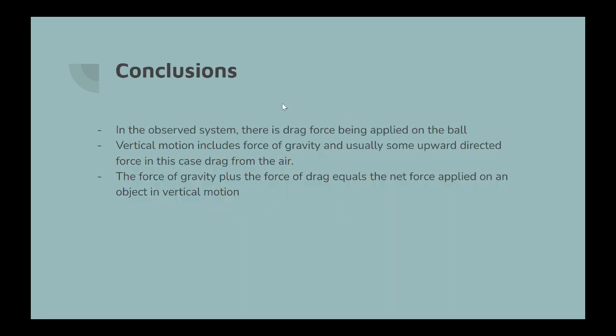So conclusions: in the observed system, there's drag force being applied on the ball. Vertical motion includes force of gravity and usually some upward directed force, in this case, drag from the air. And then force of gravity plus the force of drag equals the net force applied on an object in vertical motion when it's being dropped. Thank you.